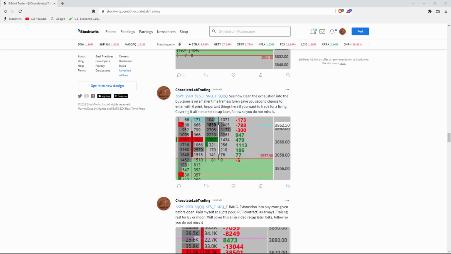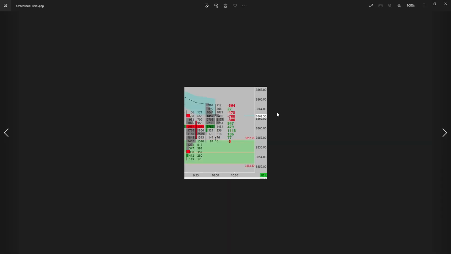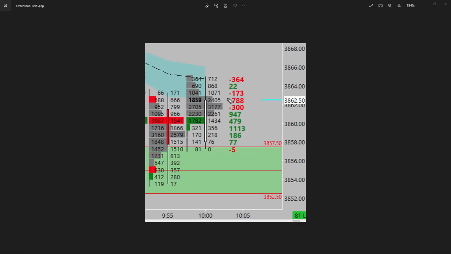We have a 5-minute. I've just become accustomed to using 5 minutes. I usually would use a 10-minute as my smaller time frame, but I like the 5-minute again. I used to use it a long time ago. But here's our exhaustion on the smaller time frame, obviously.